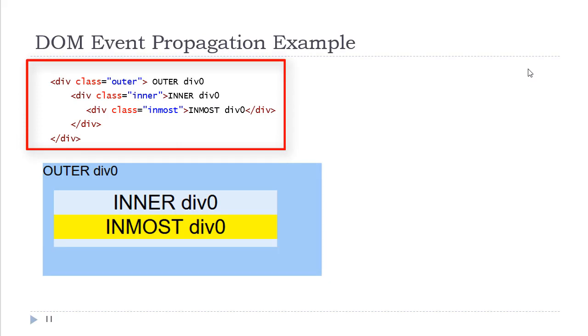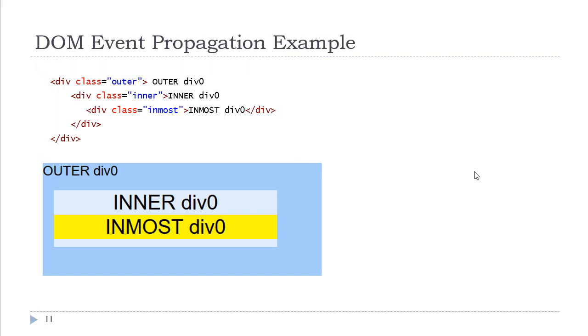So here I have an example. I have three divs. I have an outer, an inner, and an inmost. It's pretty obvious to see that if you click on inmost, you're also clicking on inner. And if you click on inner, you're obviously also clicking on outer because of the parent-child relationship here.